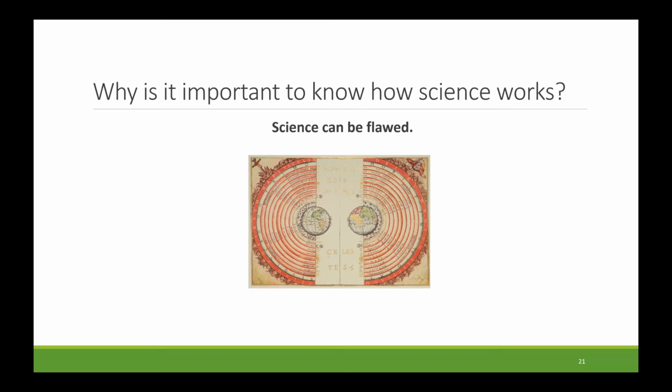So, for example, our model of the solar system used to be geocentric, meaning it used to be thought that the Earth was at the center of our solar system. And now we know that was wrong. The Earth is not at the center of the solar system. The sun is. And over time, that mistake was corrected with scientific progress.